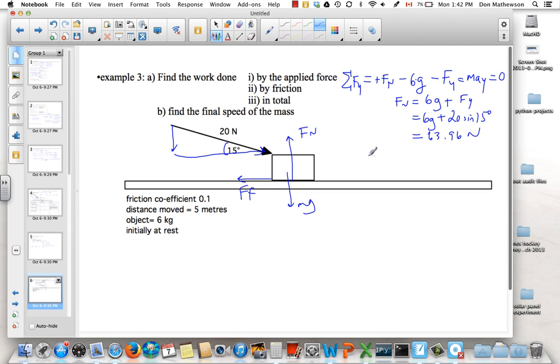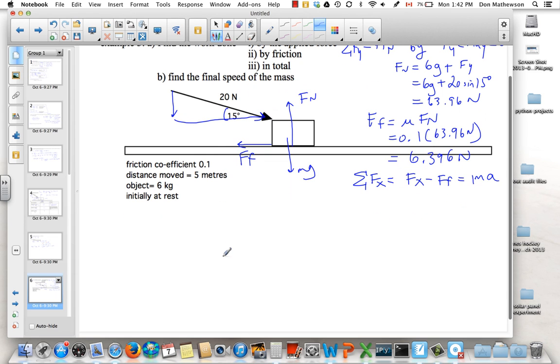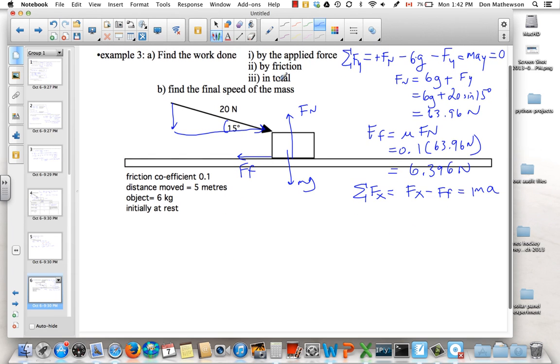Now that's important because friction is mu times the normal force. So the mu constant is given as 0.1. We multiply by the normal force, 63.96, and this tells us the amount of friction, 6.396 newtons of friction. Our x force equation just tells us Fx minus friction equals ma. All right, so now we're ready to find the amount of work that's done by the applied force, friction, and in total.